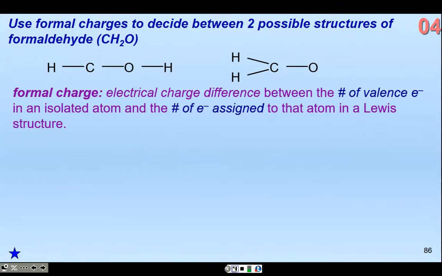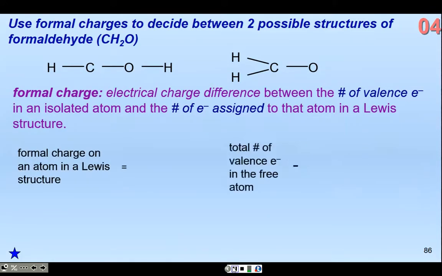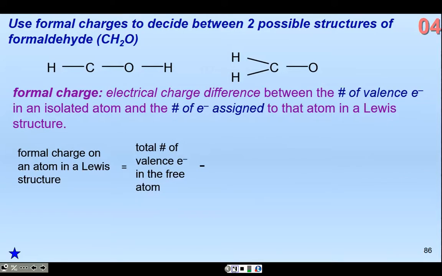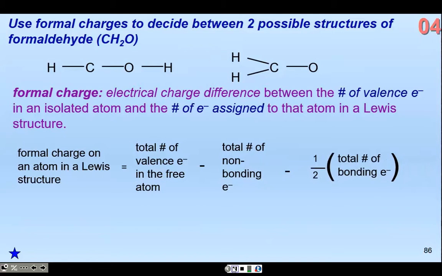So the formal charges, again, are the electrical charge differences between the number of valence electrons for an isolated atom and the number of electrons assigned to it in a particular Lewis structure. So for the formal charge, again, we look for the number of valence electrons in the free atom. We take away from that the total number of non-bonding electrons, and then again half of the bonding electrons. You can do these in either order.